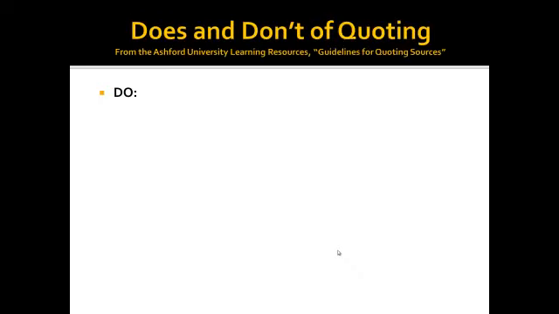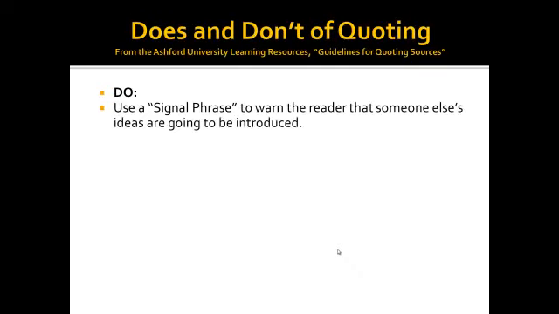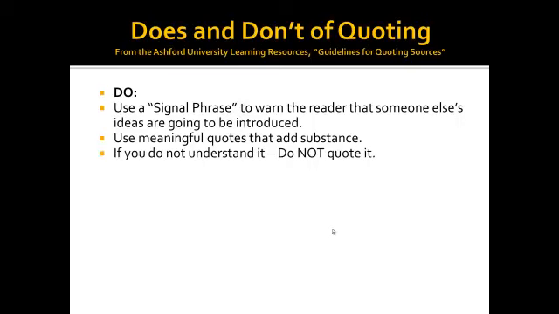Now here are some do's and don'ts of quoting. Do use a signal phrase to warn the reader that someone else's ideas are going to be introduced. Do use meaningful quotes that add substance. Don't just throw things in. Make sure it adds substance to what you're talking about. If you don't understand it, don't quote it. Do not quote things you don't understand. You can get in big trouble that way. Quote carefully. Watch your spelling and your grammar. Be sure that you quote it exactly as it was written.